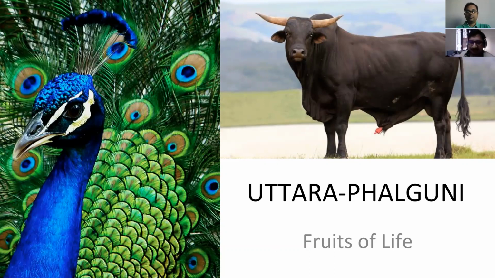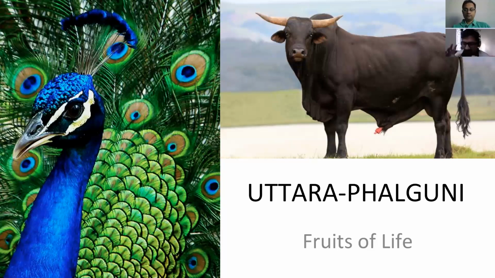And the animals shown here are a peacock on the left and a male cow, the bull, on the right. And these are the animals that are associated with the Uttara Phalguni nakshatra. And I call this title the fruits of life, because Uttara Phalguni literally has the meaning of the later fruit qualities. Phal in the name means fruits, and Uttara means later, and we'll be looking into the name in much more depth through the presentation.